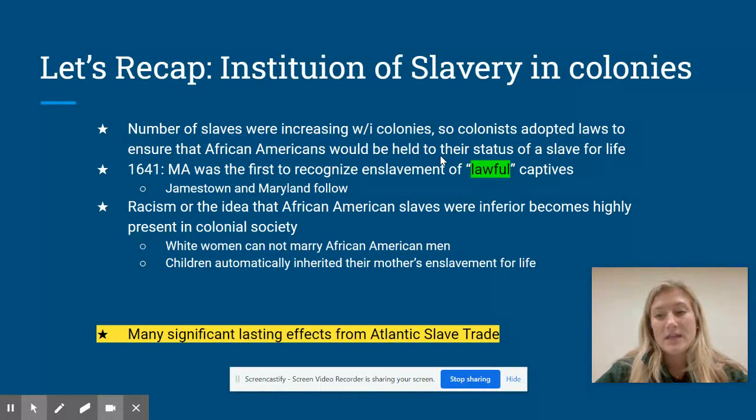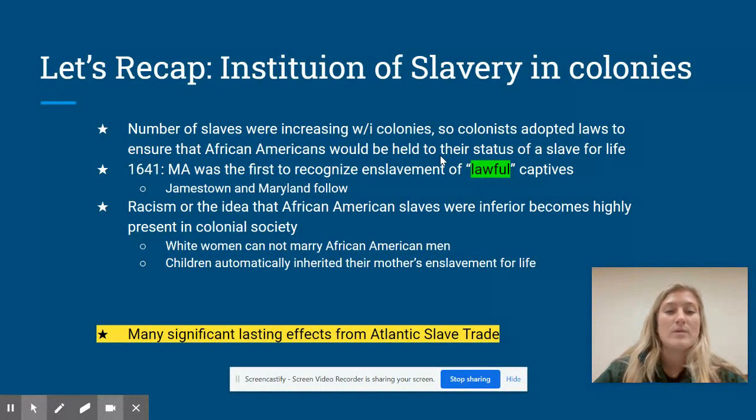The institution of slavery in the colonies. As we just identified, the number of slaves was increasing within the colonies. To manage these increasing populations of slaves, the colonists adopted laws to ensure that African Americans would be held to their status of slave for life. This also included that children automatically inherited their mother's enslavement for life as well.